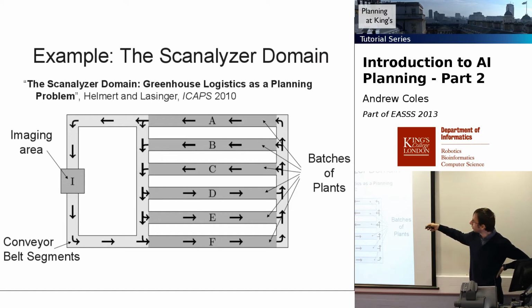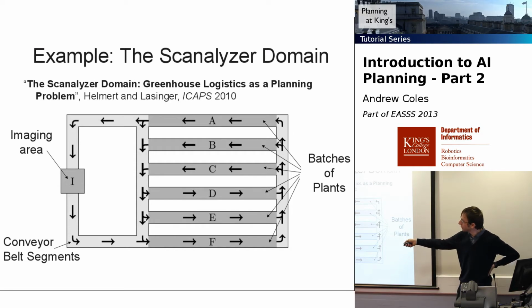So these at the top will move to the left, and these at the bottom will move to the right. And then the ones at the side, you can see, form this circuit which goes round anti-clockwise. If you move a batch of plants round anti-clockwise over here to the left, it goes into what's called the imaging area. So we can take images of the plants to measure things like the chlorophyll levels, to measure how well they're growing, and so on and so forth.